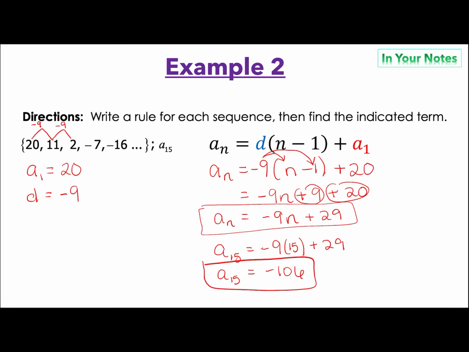You're going to have two answers for each of these examples. So once again, could we have just subtracted 9 15 times to get to the answer? Yes, but this is a quick trick. It helps us get there much, much faster.